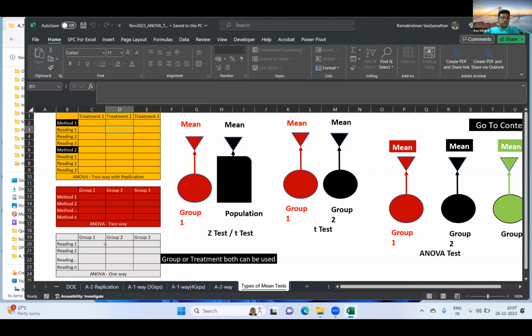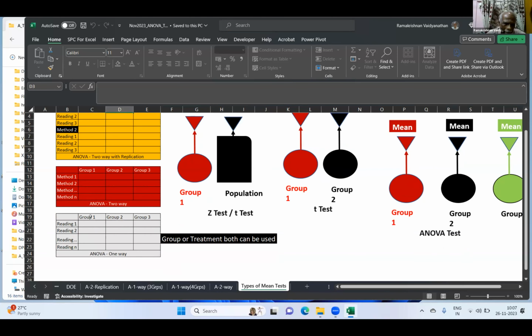In the third one, this is the one we are going to compare. We are going to compare 3 different treatments, 3 different laboratories, or 3 different companies or vendors or anything, right? And I'm taking readings, 1, 2, 3 repetitions I'm taking, right? This is called 1-way ANOVA. Clear? Understood? Yes. This is called 1-way ANOVA.